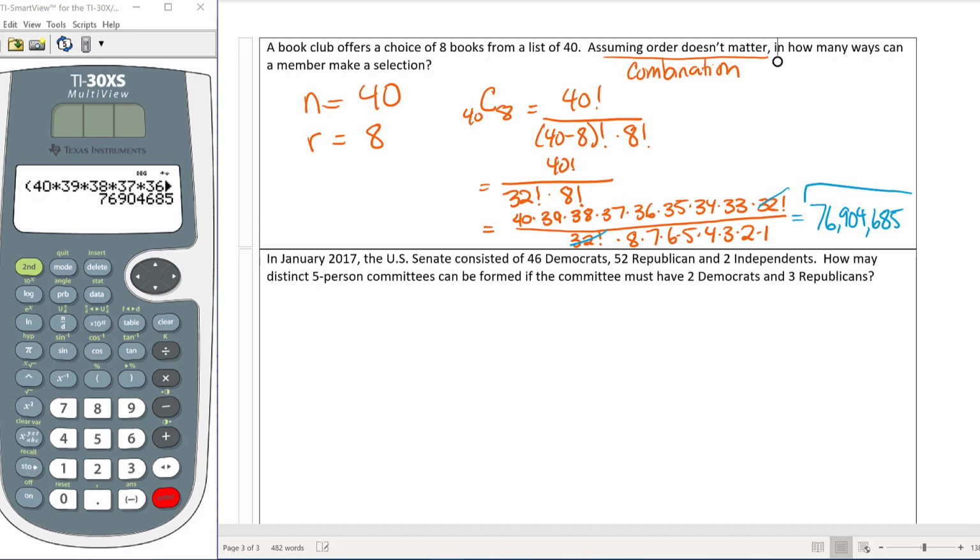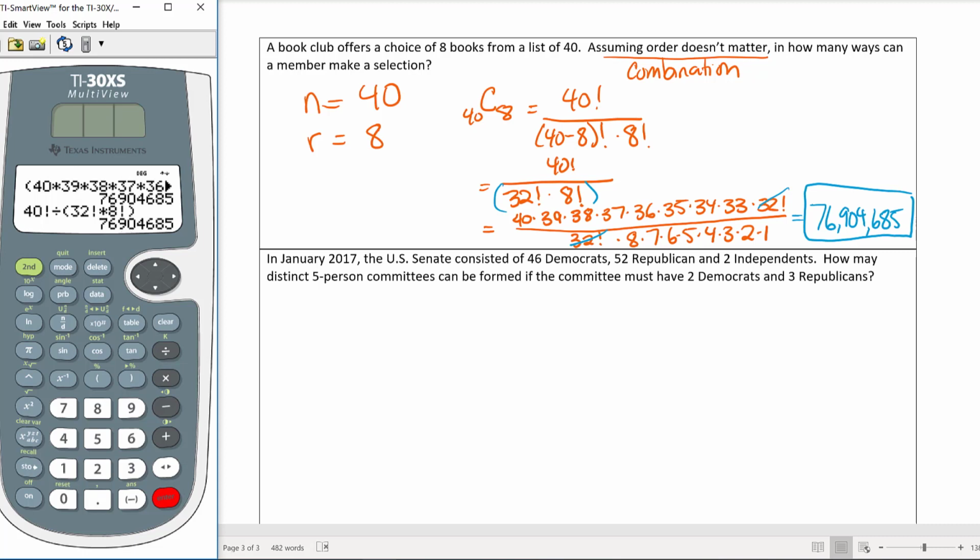This gets me an answer of 76,904,685 different ways you could pick the 8 books from 40. That's a lot of different ways to pick. Another way you could type it in the calculator, if you had a factorial button, is 40 factorial divided by parentheses. You'd have to put parentheses around the denominator. 32 factorial times 8 factorial. Close that parentheses, and you'd get your same answer.